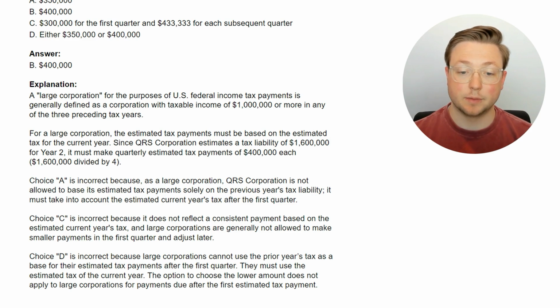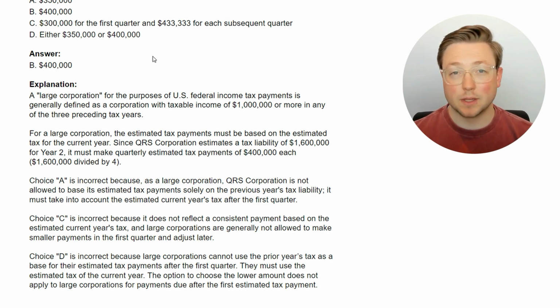And all the rest are incorrect because this one is basing it off of the previous year's tax liability, which, again, because they're a large corporation, you can't. C is incorrect because that's applying that niche rule that we talked about in the first question where they can annualize their income, which, again, is not really something you'll apply hardly at all in the CPA exam. So that's also not true.